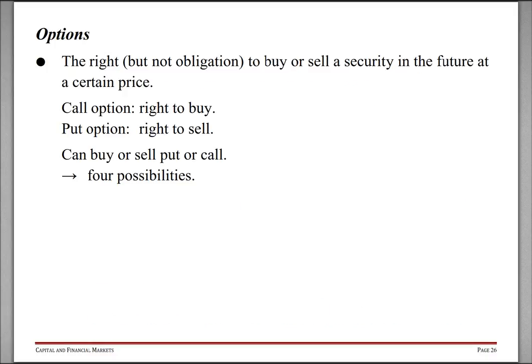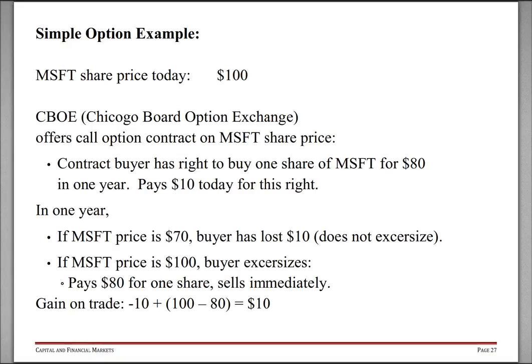Okay, options and futures are probably the two most important things we should know a little bit about. Options are the right but not the obligation to buy or sell a security in the future at a certain price. A call option is the right to buy in the future. A put option is the right to sell. And puts and calls can be bought or sold, so that gives us a total of four possibilities.